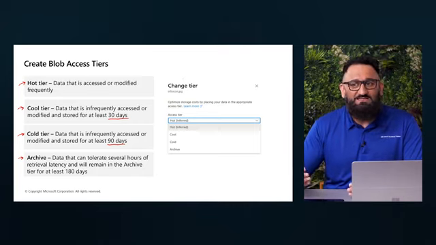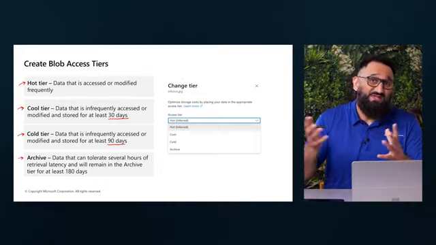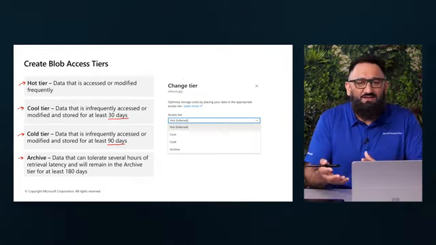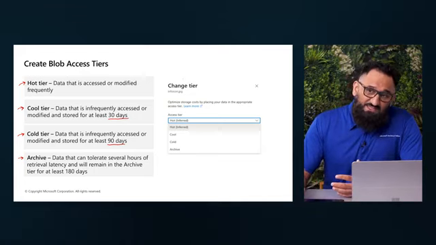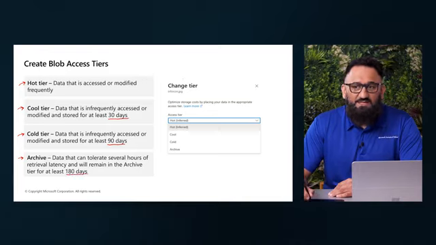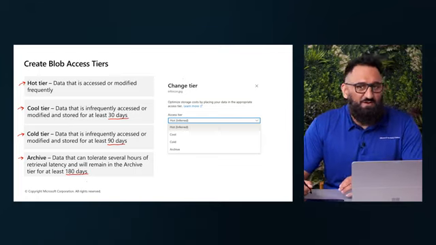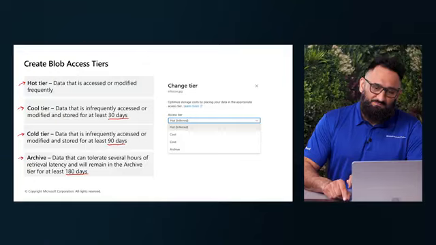It's something that we refer to as dehydrated data. So you have to hydrate it before it's available for you to gain access to it and start working with it again. Now, if you're keeping your data in an archive environment, then you must retain that data in archive for a minimum of 180 days for it to qualify as archive data. Now, let's talk about this a little bit more on the whiteboard.